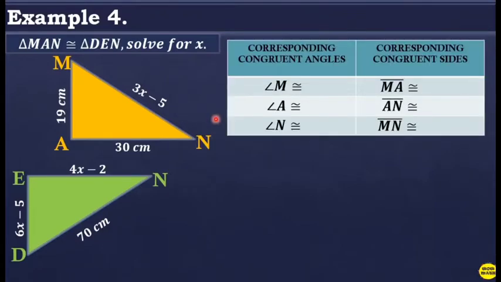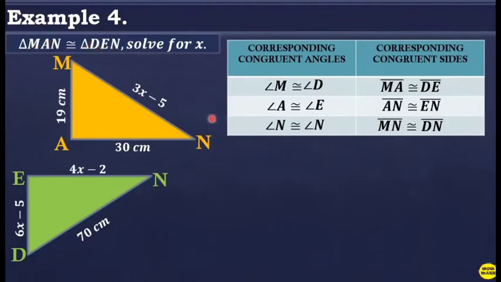Angle M is congruent to angle D. Angle A is congruent to angle E, and angle N is congruent to angle N, by the reflexive property of congruence. Next, we have MA is congruent to, the first two, DE. AN is congruent to EN. And MN is congruent to DN. Actually, you can check it in the congruence statement itself. The arrangement is the correspondence.